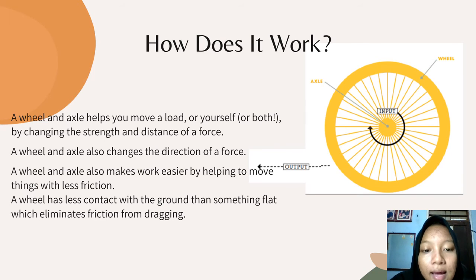A wheel and axle also make work easier by helping to move things with less friction. A wheel has less contact with the ground than something flat, which eliminates friction from dragging.